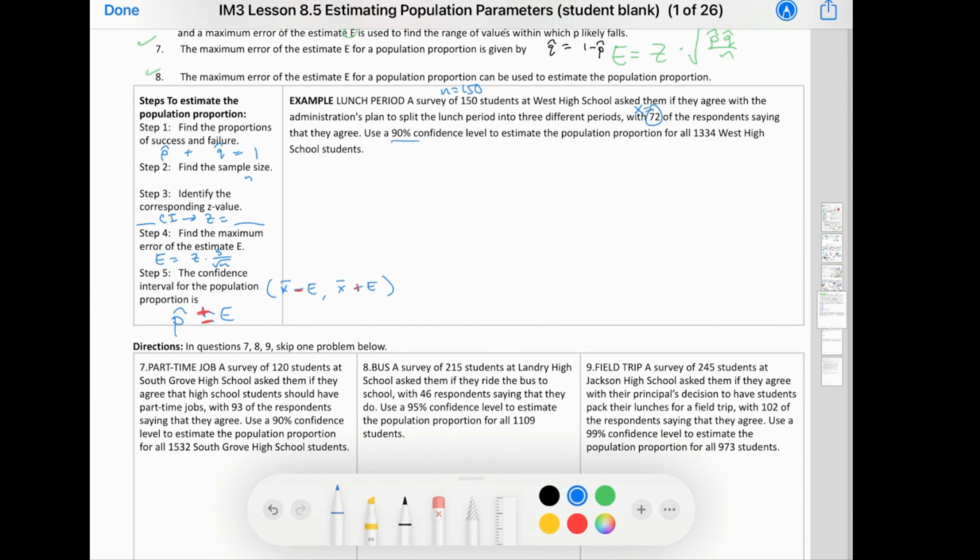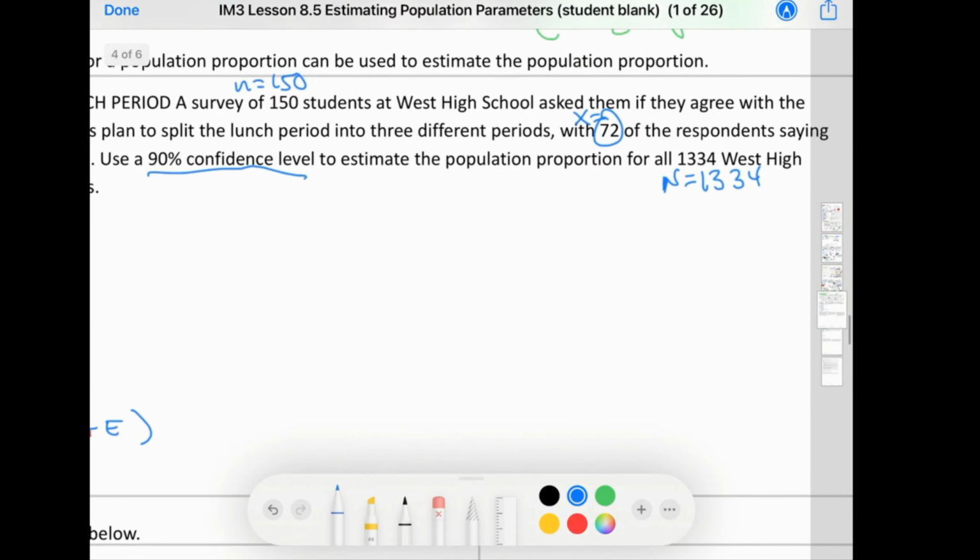Use a 90% confidence interval to estimate the population proportion of all, so now they're telling me, of all 1,334. We didn't talk about this before, but I'm going to tell you now. I used 2 types of n's here. I have a lowercase n, which is my sample size, and capital N represents the population.